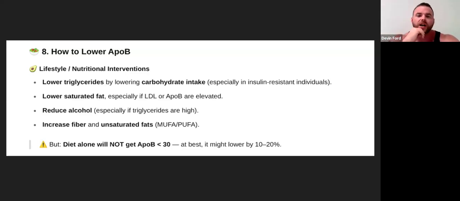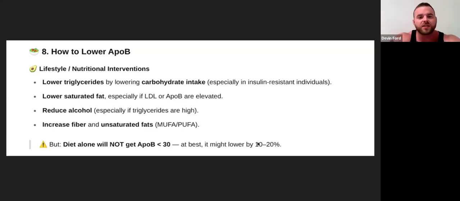You also want to lower your saturated fat, especially if LDL or ApoB are already elevated, because remember, saturated fat needs those carbs to be transported as well. The more saturated fat you eat, the more carbs you need to transport it. Those carbs also have ApoB, right? So you want to reduce your saturated fat as much as possible. Well, maybe not as much as possible. You probably want to reduce it.